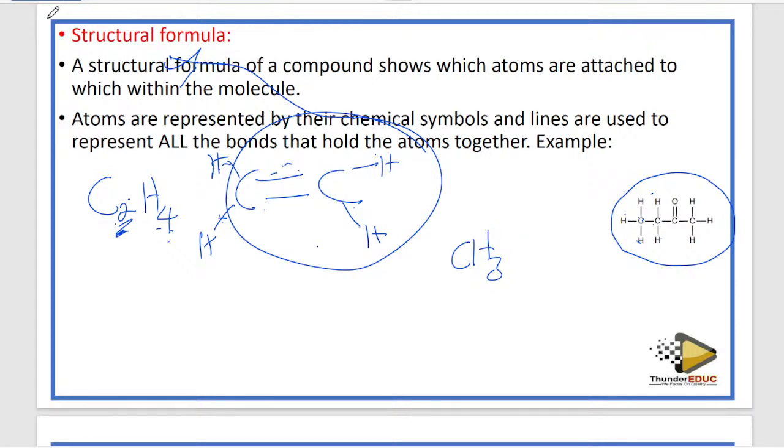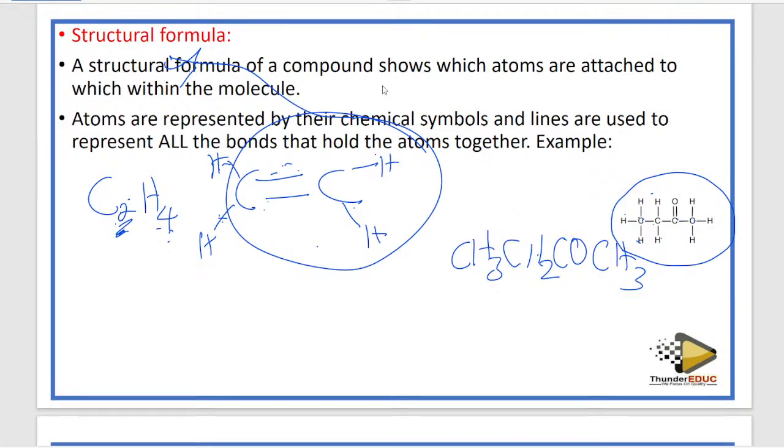This carbon has 2 hydrogens. What about this one? It has nothing, but it has oxygen, you see. And then this one, it has 3. You see? Yeah, it becomes simple.